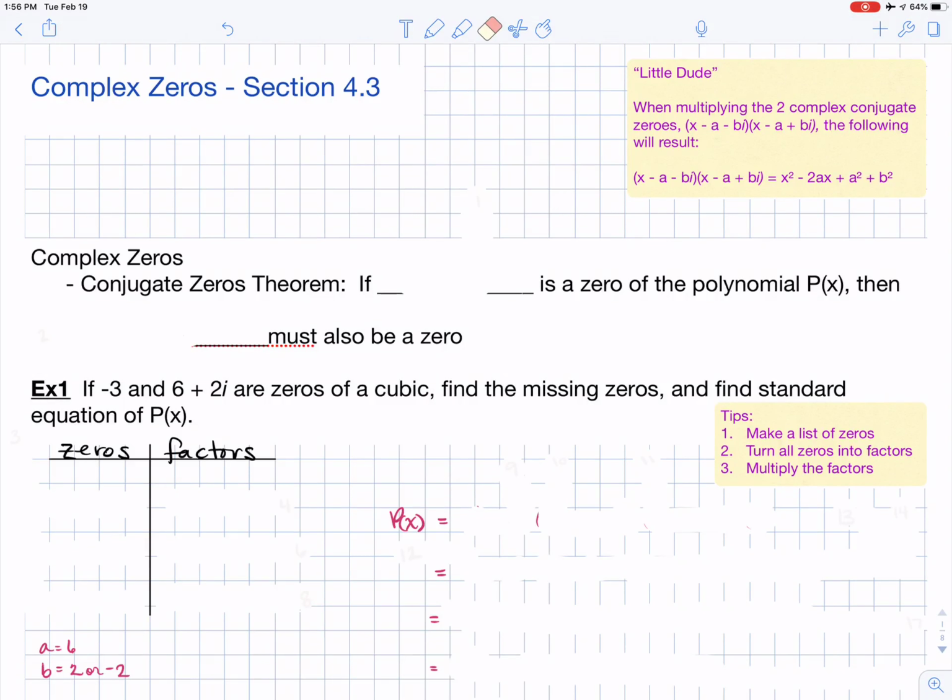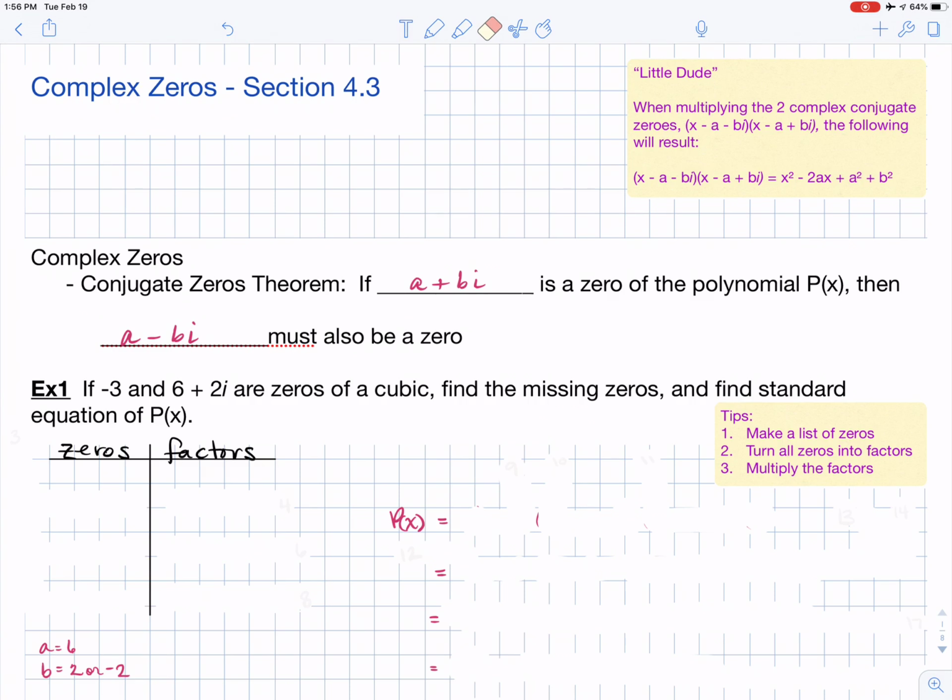Hey folks, this is a video dealing with conjugate zeros. So let's start right in on the conjugate zeros theorem. The conjugate zeros theorem says if a plus bi, the complex number, is a zero, remember that's the same thing as a solution of the polynomial, then we know that the conjugate must also be a solution or a zero.